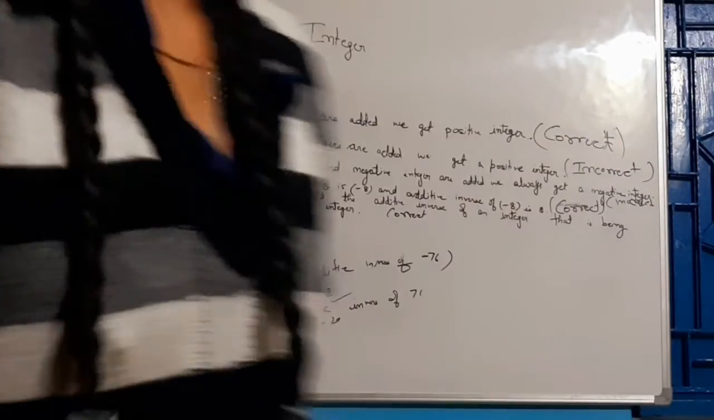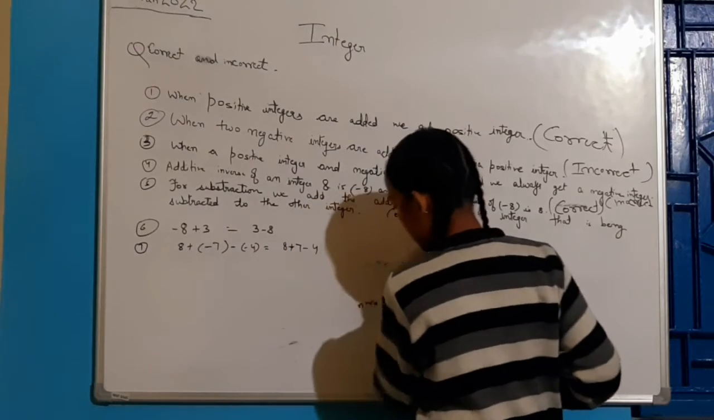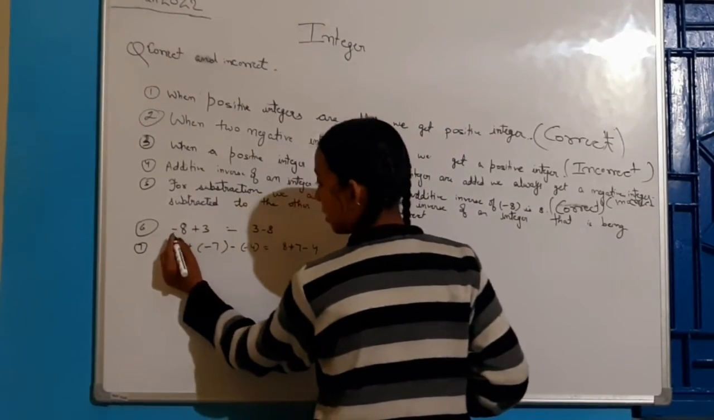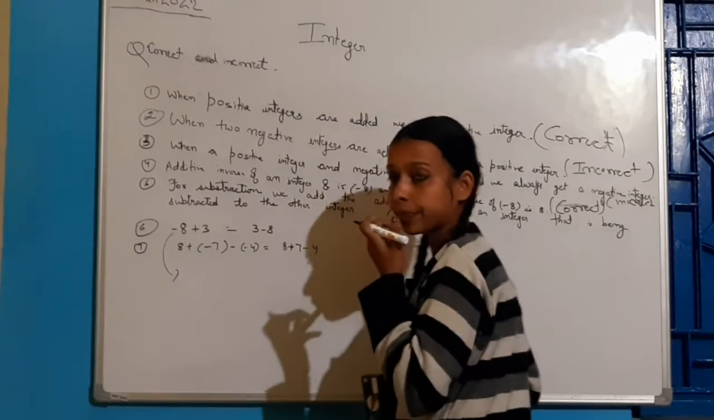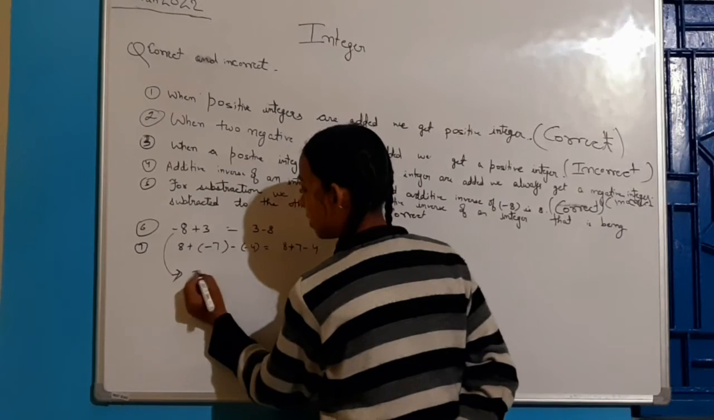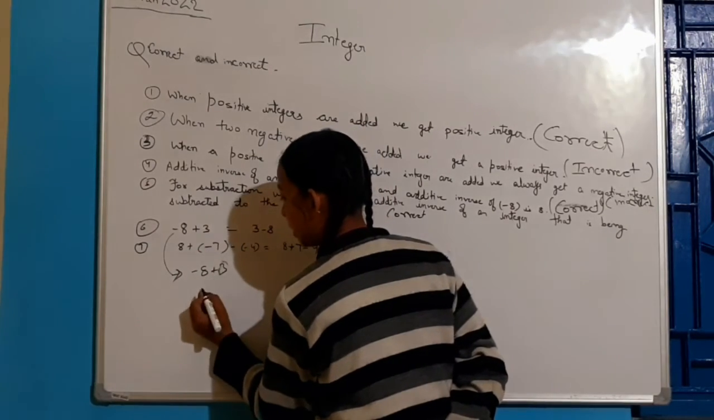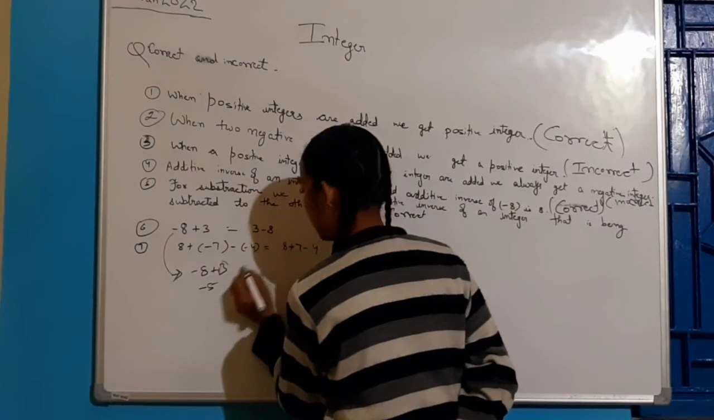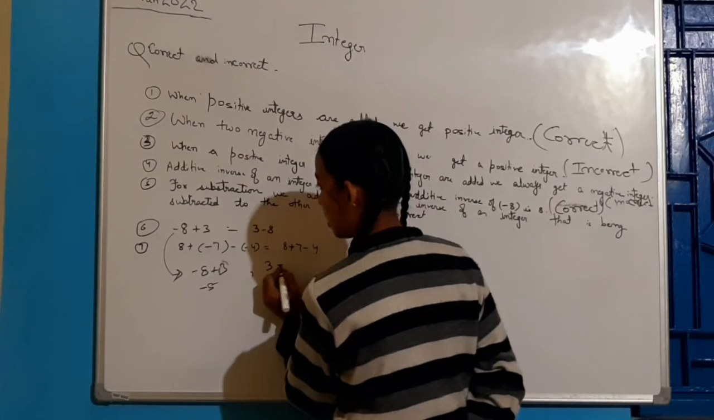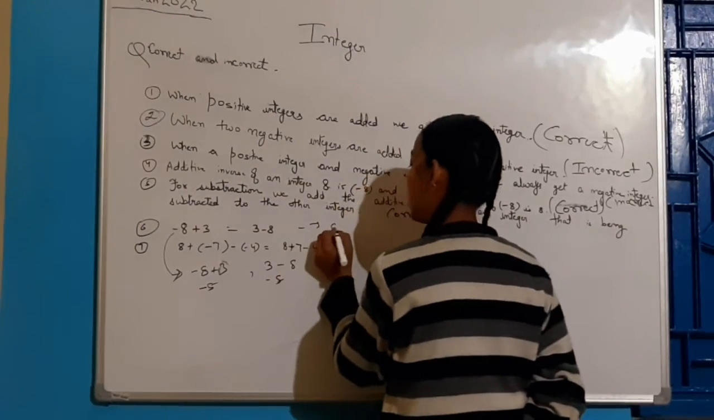Now the next question: is this correct or incorrect? When we sum -8 plus 3, we will get -5, and in this, 3 minus 8, we will get -5. It is also correct.